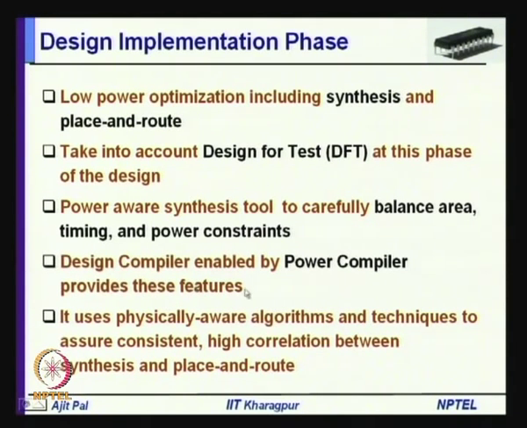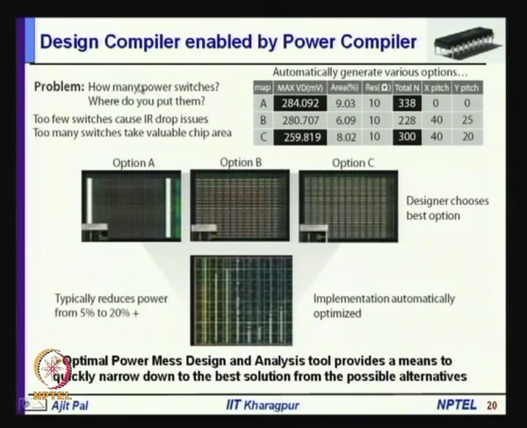So, Design Compiler enabled by Power Compiler is the solution, and it uses physically aware algorithms and techniques to assure consistent high correlation between synthesis and place and route. So, we shall see how this high correlation is obtained between synthesis and place and route. So, as I mentioned, Design Compiler enabled by Power Compiler is done.